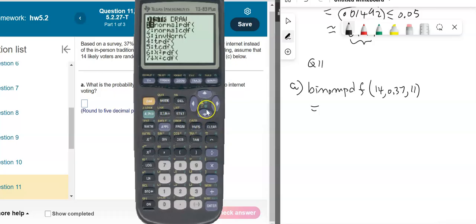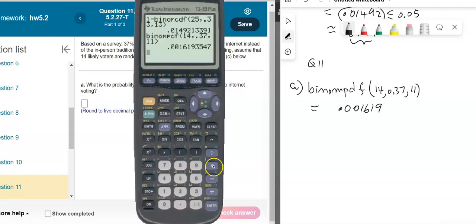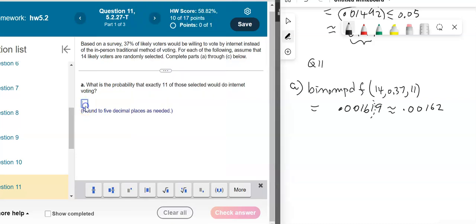All right, so go to second VARS, binompdf(14, 0.37, 11). So that is 0.001619, very, very small. 5 decimals: 1, 2, 3, 4, 5. So here, 0.00162. Okay, 5 decimals, 0.00162.